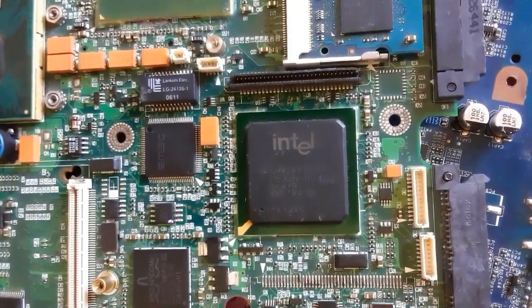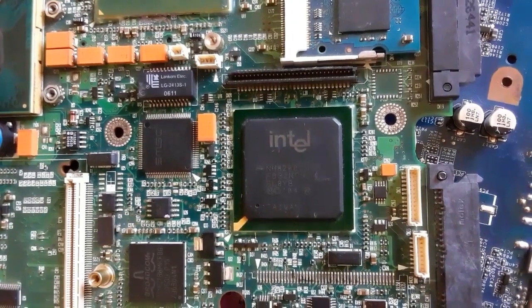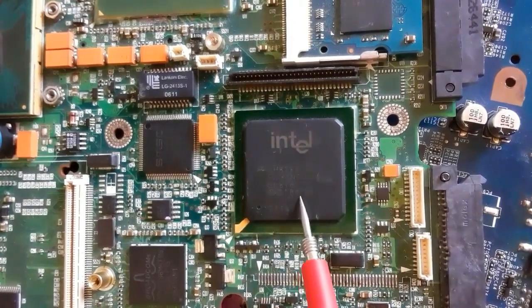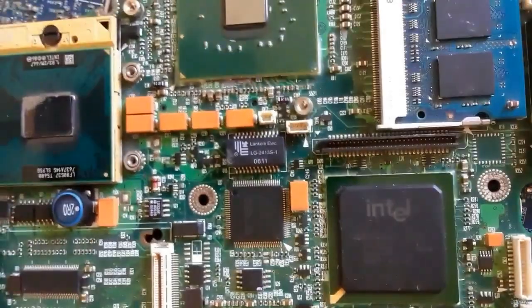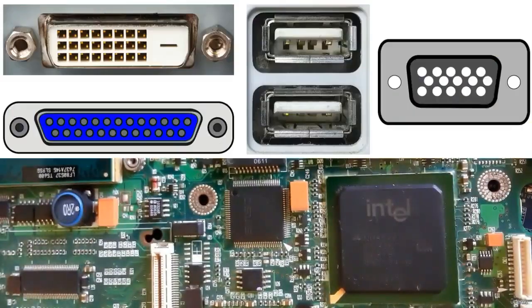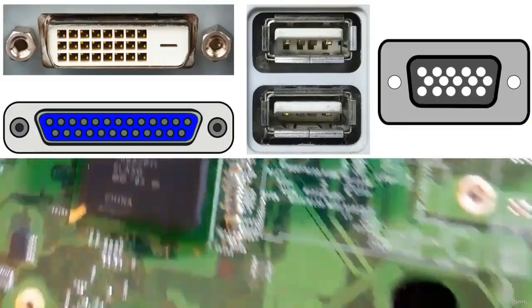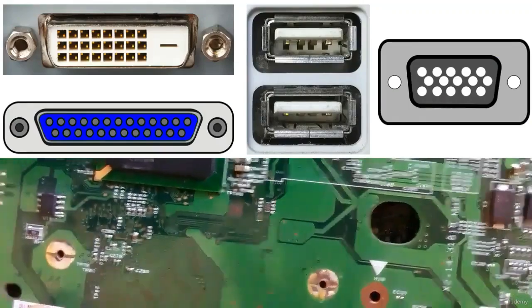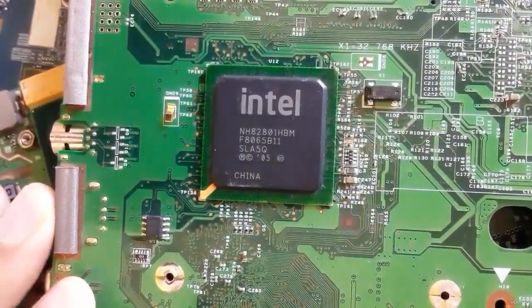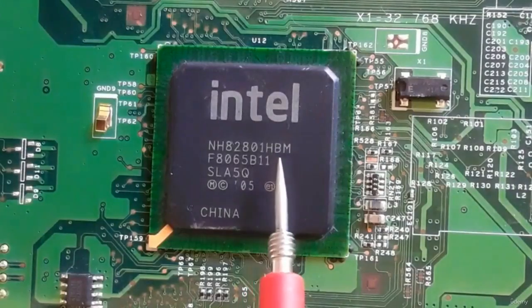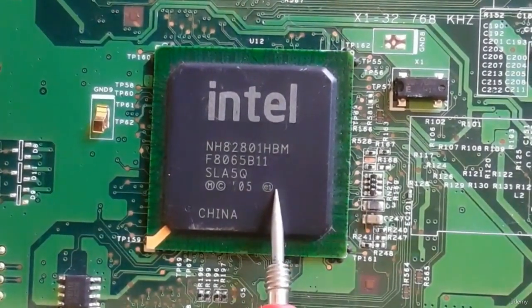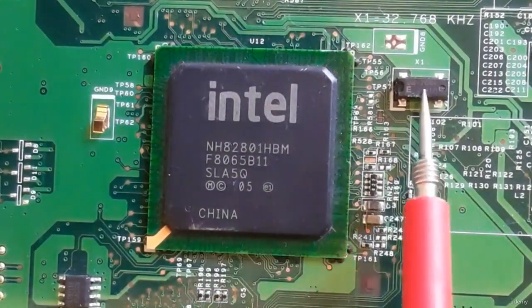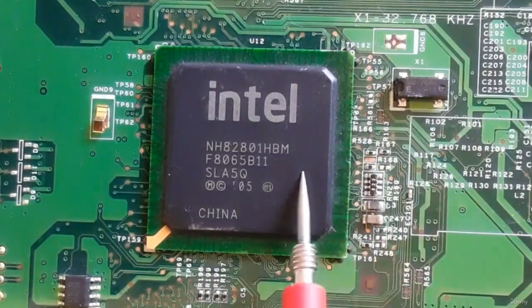Then the ICH or the South bridge. As you know, the South bridge is the chip that is responsible for all the ports and connectors in the motherboard. As you can see, this is the ICH, Intel ICH. If the ICH fails, all parts in the motherboard will stop working. So here we have a crystal and we have the ICH.